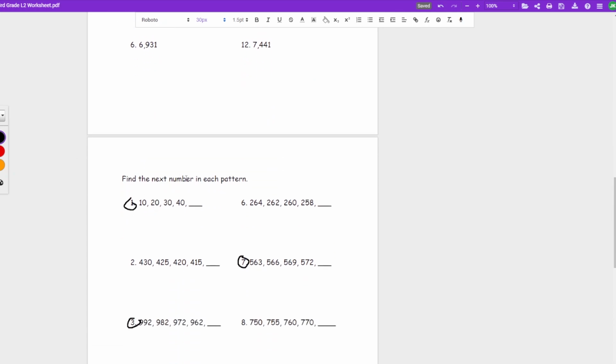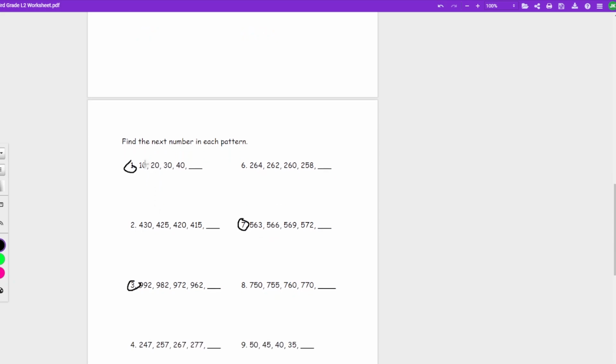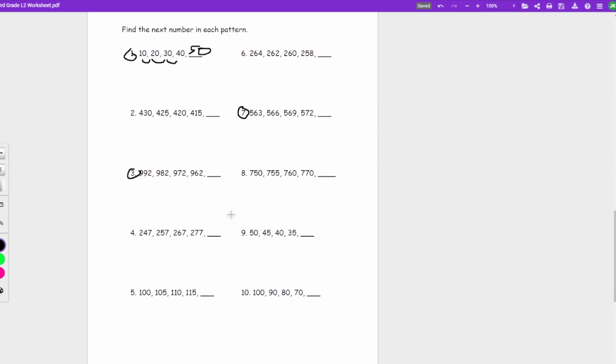Question 1, find the next number in each pattern. So I'm going to look at this pattern and try to find how to get the next number. If I look at pattern number 1, I can see that it's increasing by 10 every single time, so 10, 20, 30, 40. And with this, I can assume that the next number is going to go up by 10, which is 50, because 40 plus 10 equals 50.